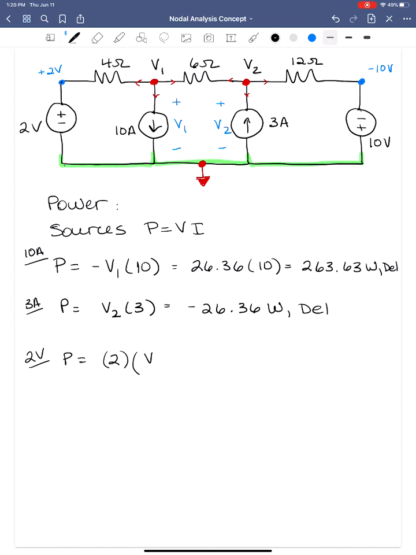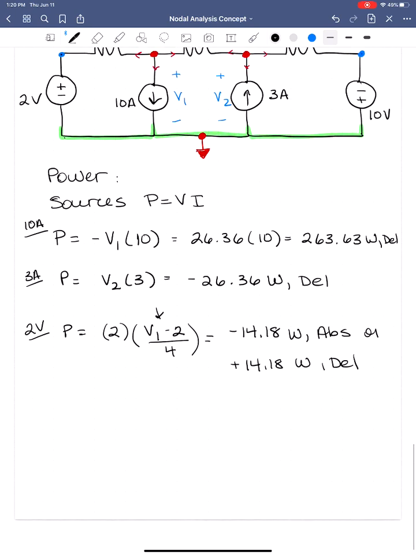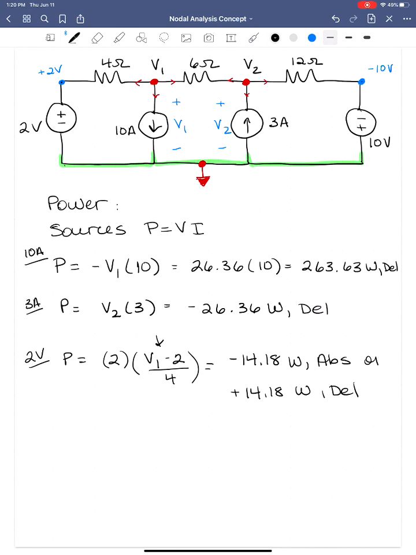So I'm going to have V1 minus 2 over 4. This is going to give us power absorbed, which is going to be minus 14.18 watts absorbed, or plus 14.18 watts delivered. Now, if you wanted to, you could turn this around by making it 2 minus V1 over 4. That certainly is okay. I'll leave that up to you. Either way, your technique is fine, as long as you're giving me power delivered at the end for this particular problem.